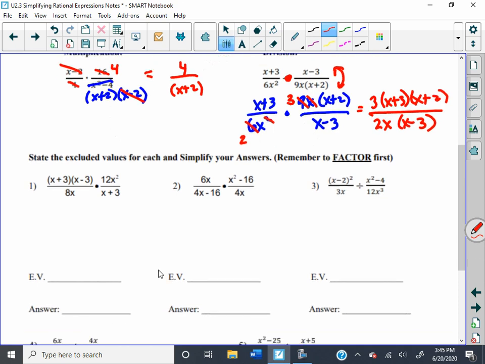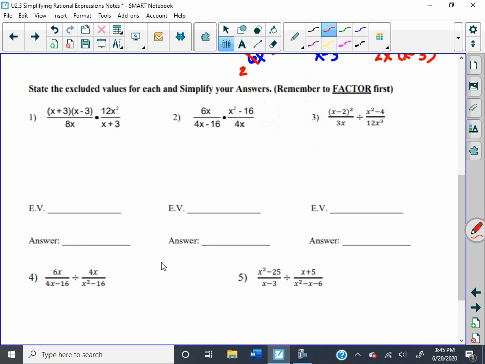All right, so now let's go ahead and we're going to multiply and divide, and we're going to state the excluded values. So remember when we do excluded values, we want to find them before we start canceling things out. You want to factor everything, but you want to get them before you start canceling. So excluded values. On the denominator, I have an 8x and an x plus 3. So if I set 8x equal to 0 and solve it, I'm going to get 0. And if I set x plus 3 equal to 0, I'm going to get negative 3.